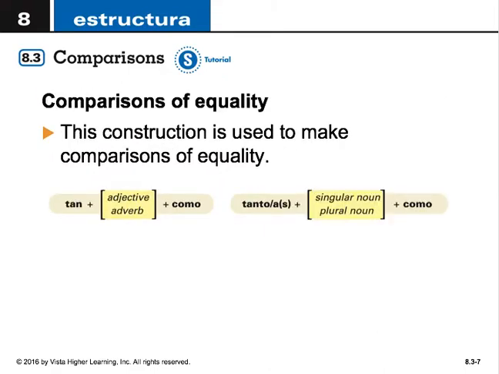Now let's look at comparisons of equality. This construction is used to make comparisons of equality. We use tan como with an adjective or an adverb. For example, tan sabroso como, as flavorful as. Or tan rico como, as rich as. And we use tanto or tanta, tantos, tantas, and como with nouns. Maybe you can help remember this with the notion that tanto, because it goes with nouns, nouns always need concordancia, and that's why there exists tanto, tanta, tantos, tantas. Por ejemplo, tantos libros como, but tantas libras como.